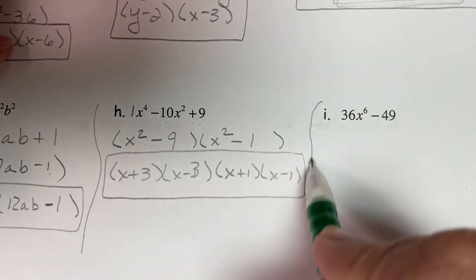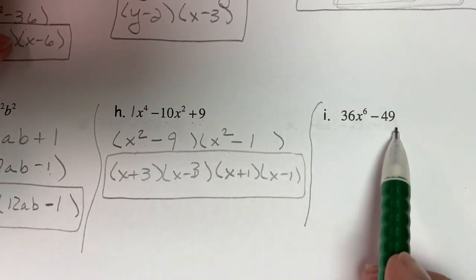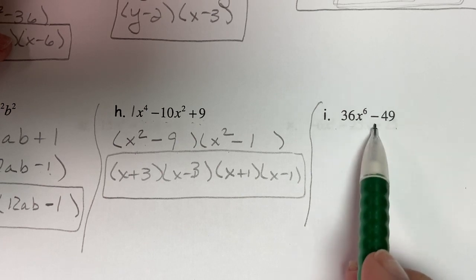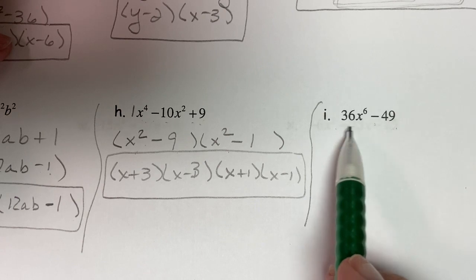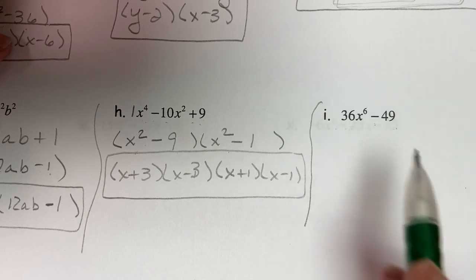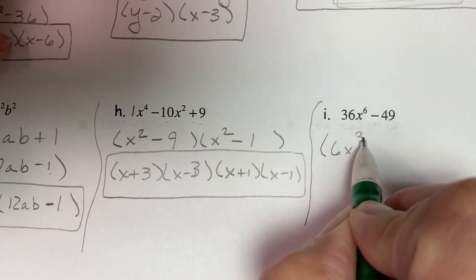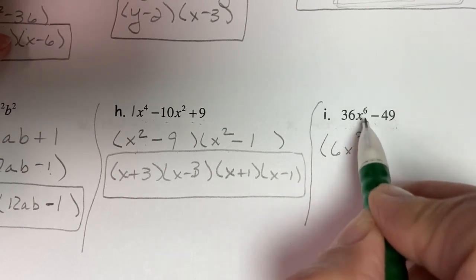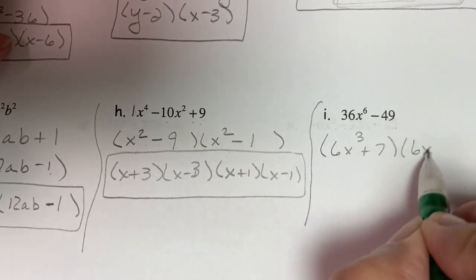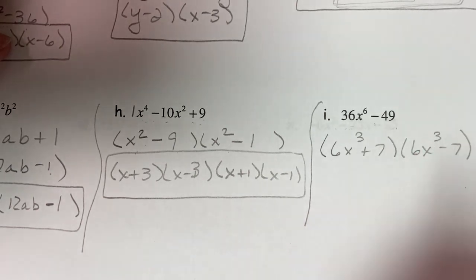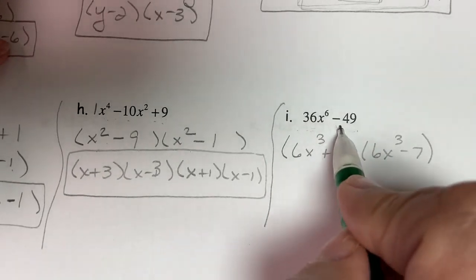Speaking of difference of squares, let's look at I. There's no GCF. It's a difference. It's either got to be a difference of squares or a difference of cubes. This is definitely a difference of squares. So it factors into 6x cubed, because the square root of x to the 6th is x cubed, plus 7, and 6x cubed minus 7. And those are both prime, which means we are done.